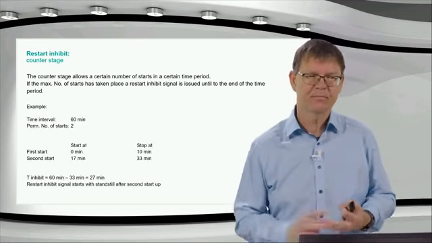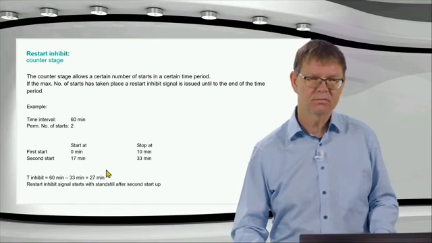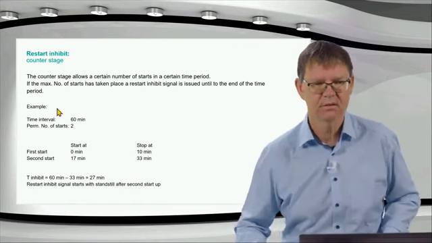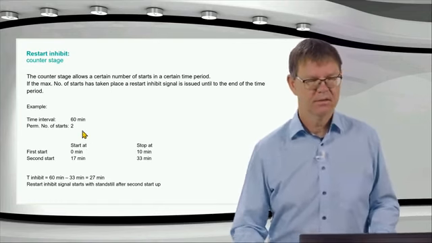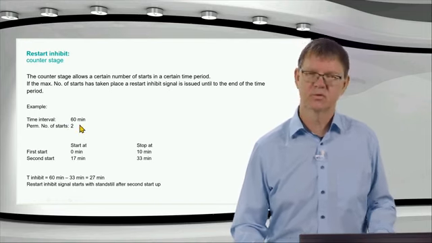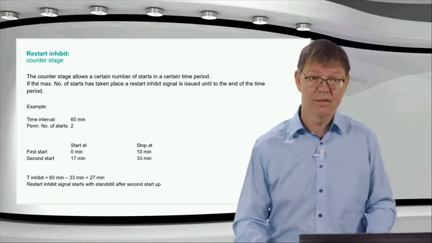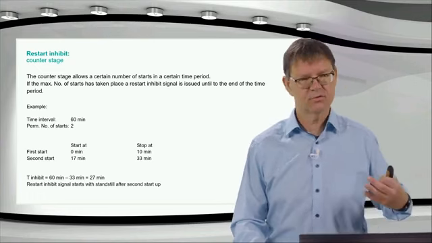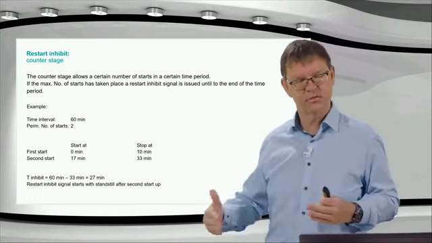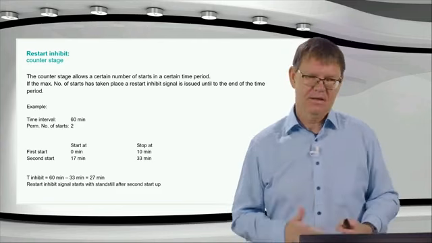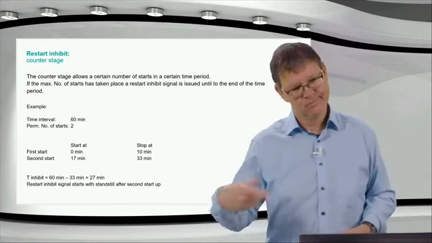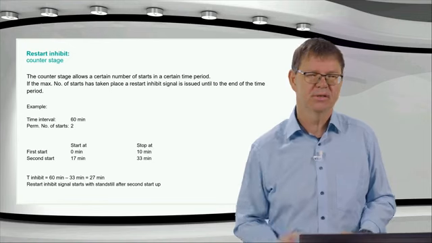Let's make this example. I have a time interval of 60 minutes. That means in the 60 minutes, the motor can be started 2 times. This is what the motor manufacturer allows, but not more. So I try to prevent the restarting if somebody wants to start more often in that time period.